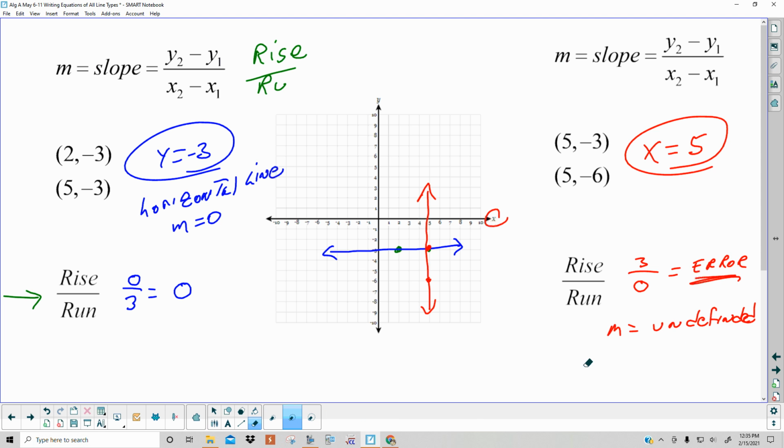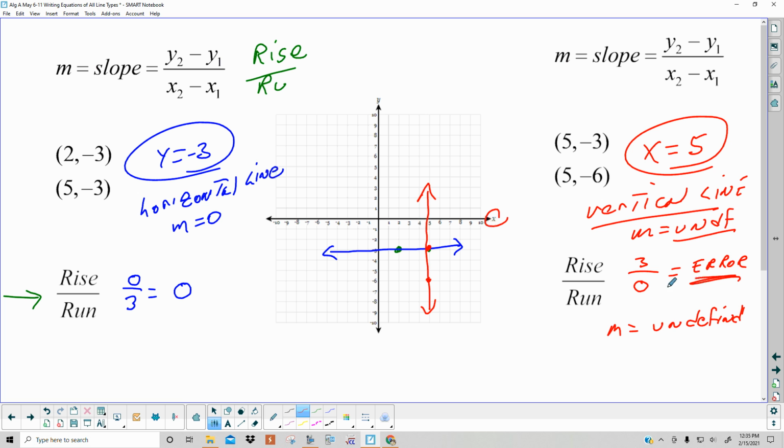Undefined. Because you can't divide by 0. So the slope of any vertical line is m is equal to undefined. We should just abbreviate it UNDF.